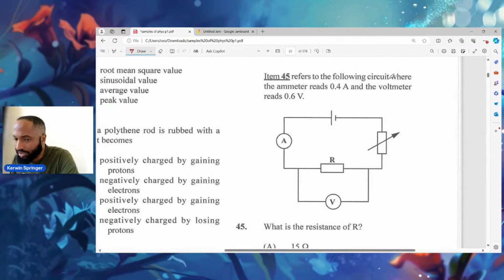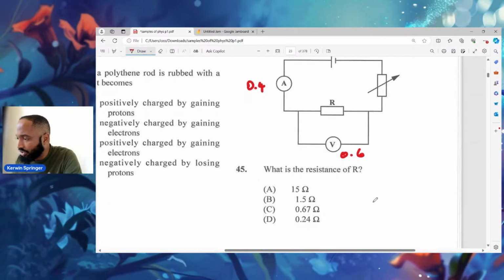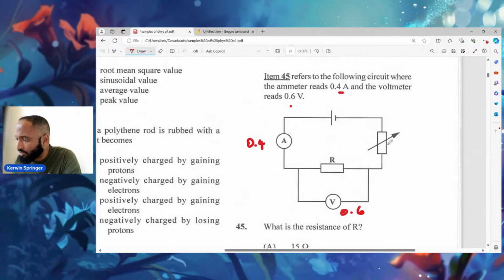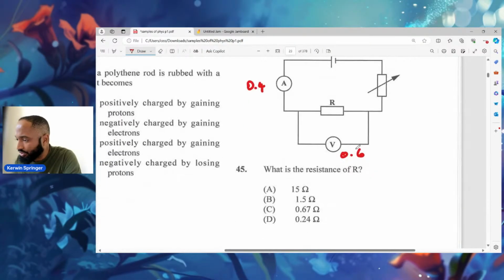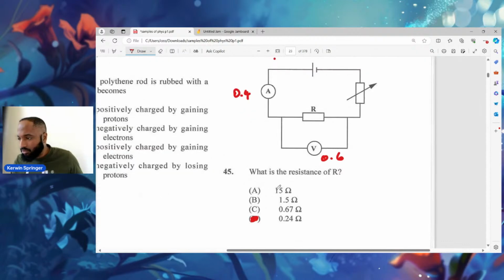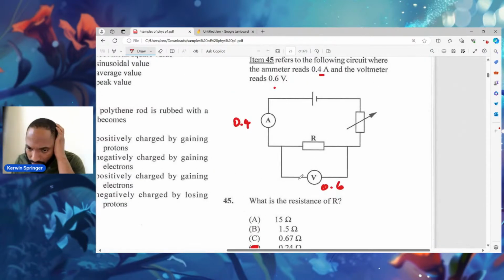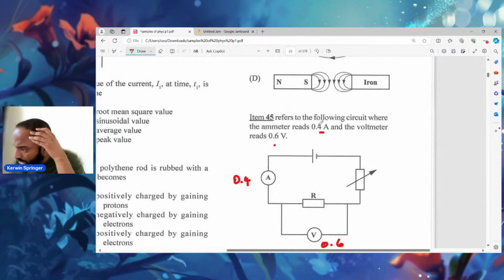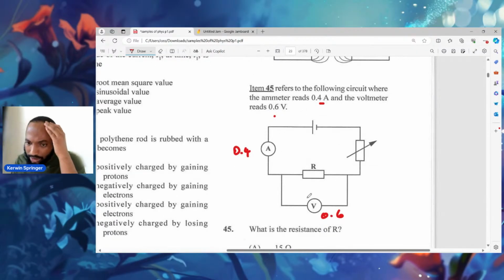Refer to the following circuits with blah blah blah. Oh, wait, I have new figures here. 0.4, 0.6. Resistance, V is equal to IR. No tricks, right? Where are the tricks? All right, so 24. D. Whoa. You all get 1.5 with this. Am I doing something wrong? 0.4. Measure the following circuit. No, what's going on with Italy?